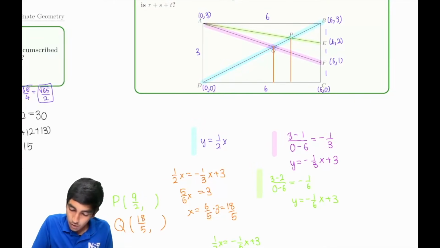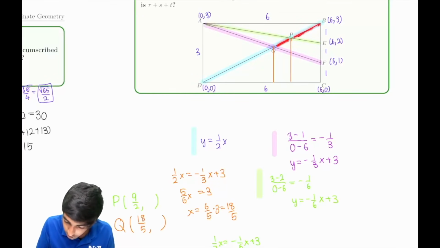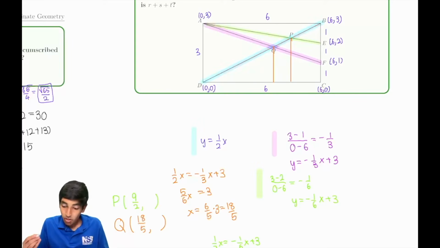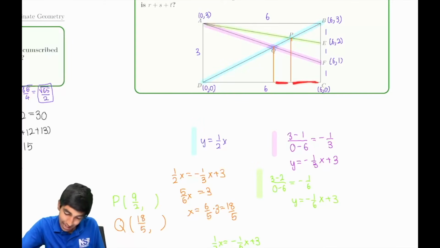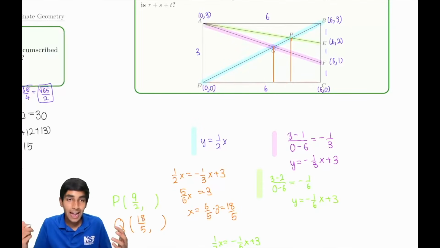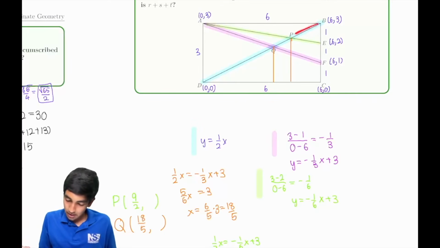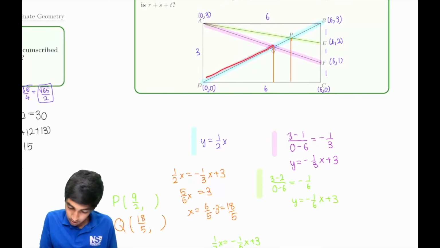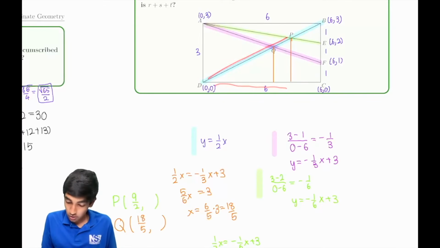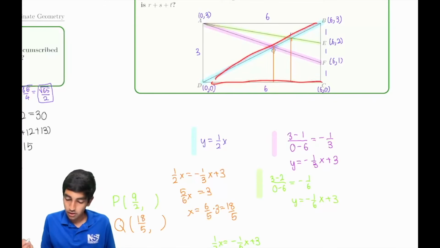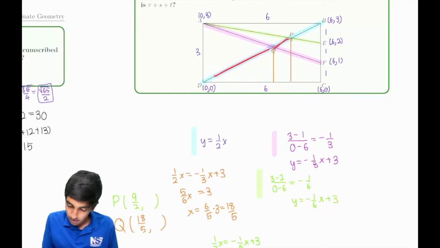So let's drop all the altitudes from P. The ratio of this length to this length to this length is just going to be equal to the ratio of this length to this length to this length. Why? Similar triangles. Just because the ratio of this to this equals the ratio of this to this equals the ratio of this to this by similar triangles. And from there, we get that this to this to this is just this to this to this.